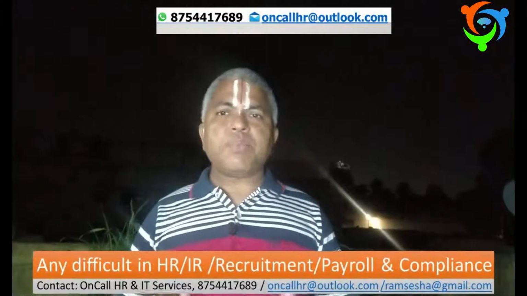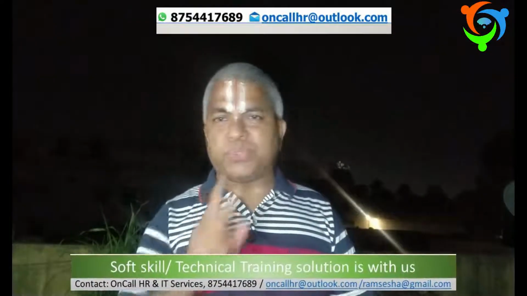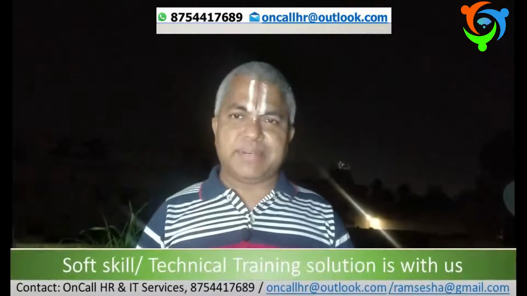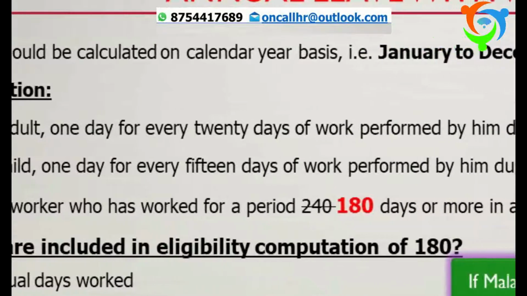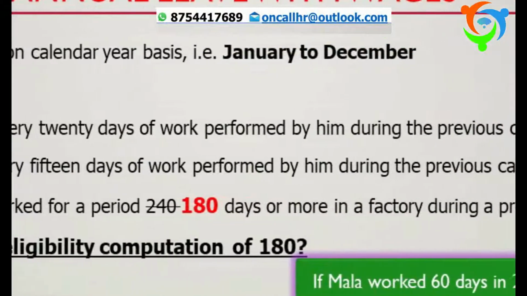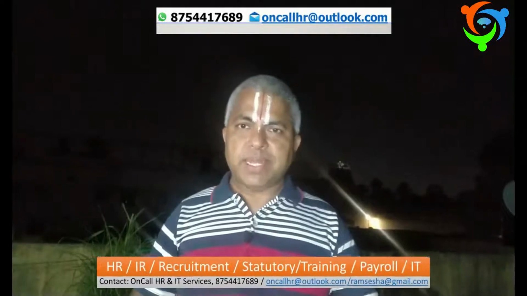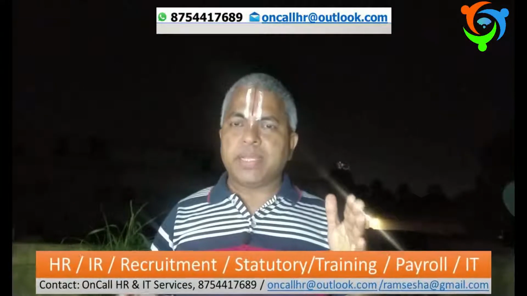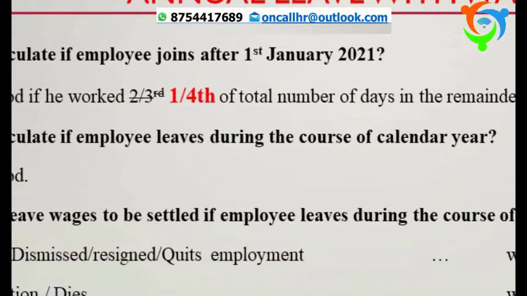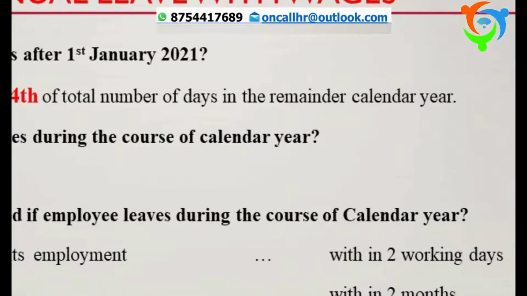Now, the Occupational Health and Safety and Working Conditions Code is coming. In that, how is the leave treated? All the provisions are the same except two. The eligibility condition: from January to December, instead of 240 days, if the employee has worked for 180 days, then he is eligible. As well, if the employee joins in between, the eligibility criterion of 2/3 becomes 1/4. If he has worked 1/4 of his working days, he is eligible for earned leave.